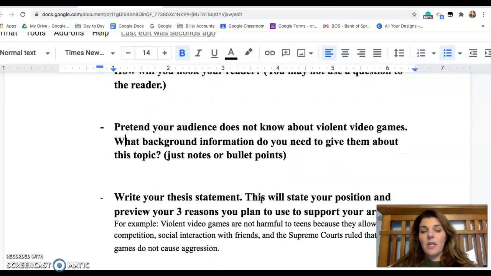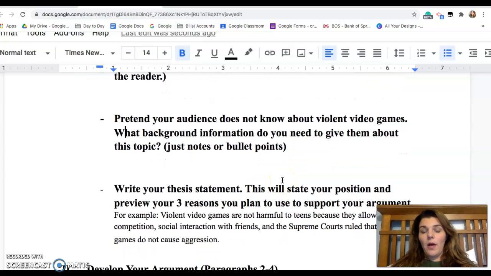So this could be things like you need to tell people what percentage of teenagers play violent video games. Maybe give me some information about how many violent video games are sold every year in the US. You need the reader to understand that it's prevalent. You need to let them know that parents are concerned that it has negative effects on teens, that there are some people that say that there don't, so kind of introduce the debate that's going on.